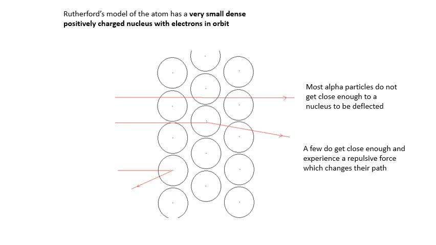And then a very small number approach a nucleus head on, and they get very close to the nucleus and then they bounce back. They don't actually touch the nucleus, but they get very close and they are repelled and they come back where they came from. It's like a head-on collision.